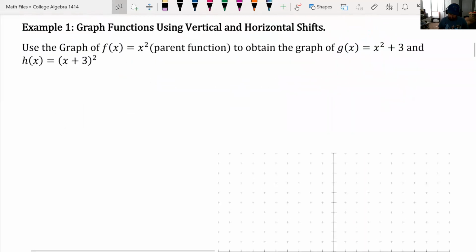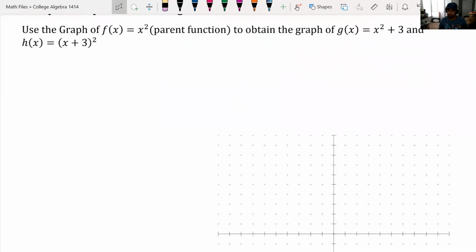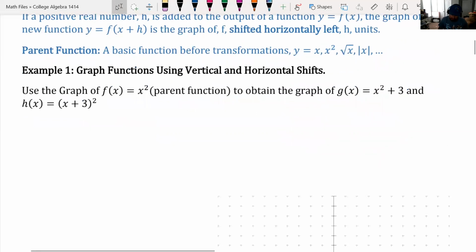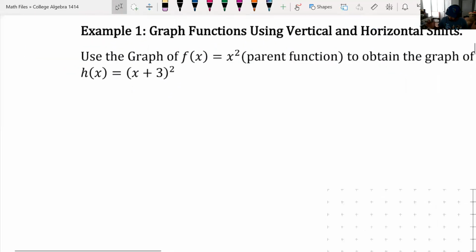All right. So we want to graph x squared, the parent function, and then we want to graph it with the applied transformations, x squared plus 3 and x plus 3 squared. So let's see what those look like. Once again, it's just easy to make XY charts for all of them. We will start with x squared.